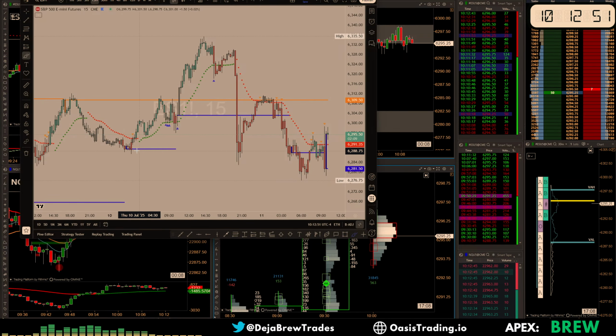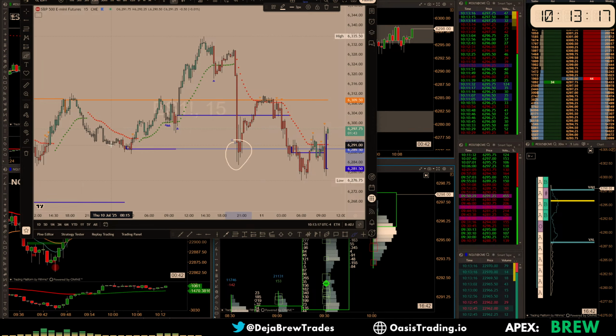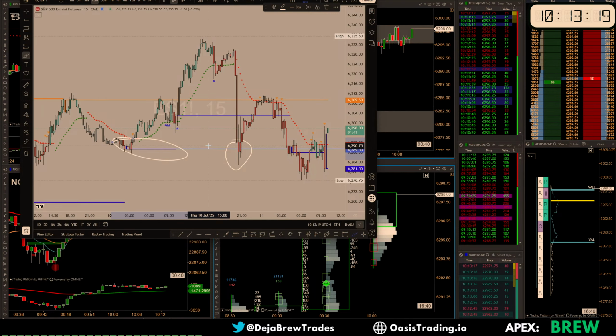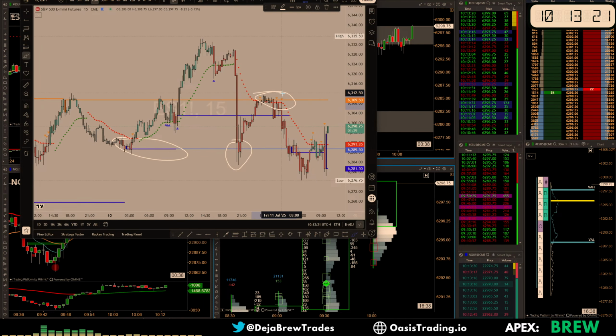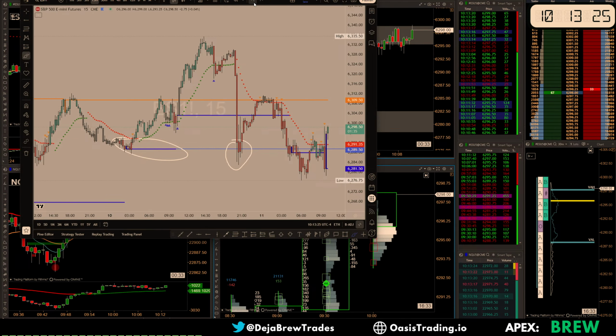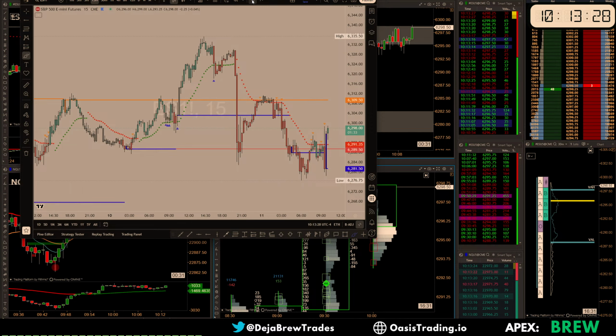And then if you look at this little pullback right here, we pulled back into that older pivot, right? And then kind of the same thing there with that orange one. We pulled back into the orange one. So the older pivots can still be used. Just because they're turned off doesn't mean they're dead.